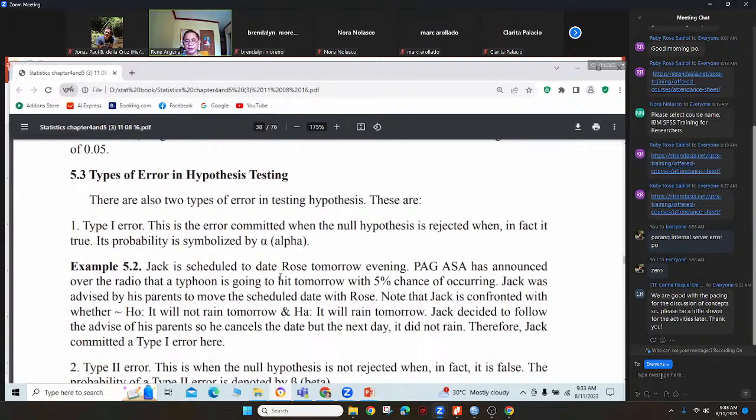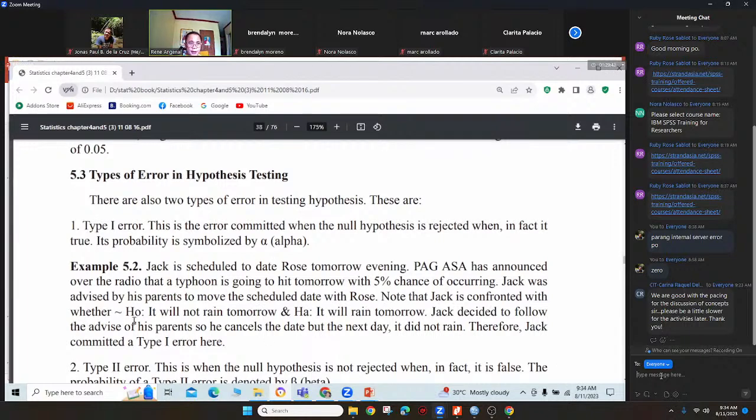Jack is scheduled to date Rose tomorrow evening. Pag-asa has announced over the radio that a typhoon is going to hit tomorrow, with a 5% chance of occurring. Jack was advised by his parents to move the scheduled date with Rose. So note that Jack is confronted with weather.